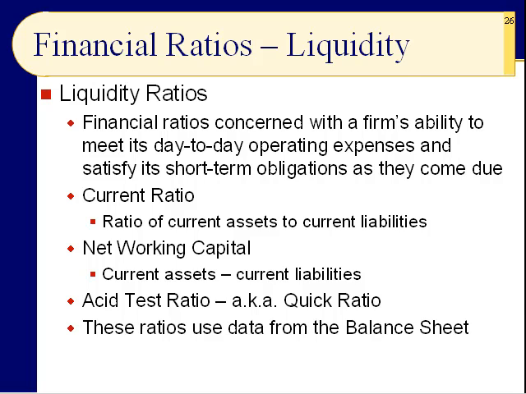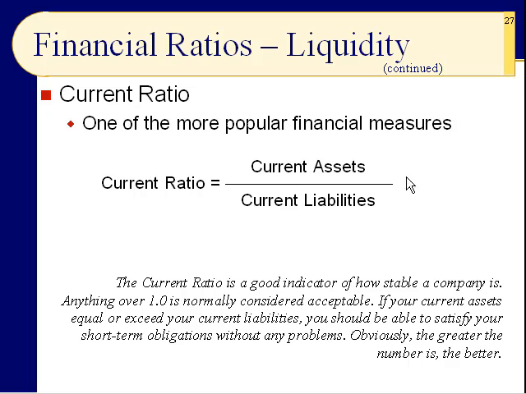Okay, so let's take a look at the very popular current ratio. The current ratio is very simple to calculate. All of these are pretty simple to calculate. You take the current assets and divide them by the current liabilities, right? And so this is a good indicator of how stable a company is. Anything over 1 is considered acceptable. If your current assets equal or exceed your current liabilities, you should be able to satisfy your short-term obligations without any problem. And obviously, the greater the number is, the better, because it means you're in a better financial shape.